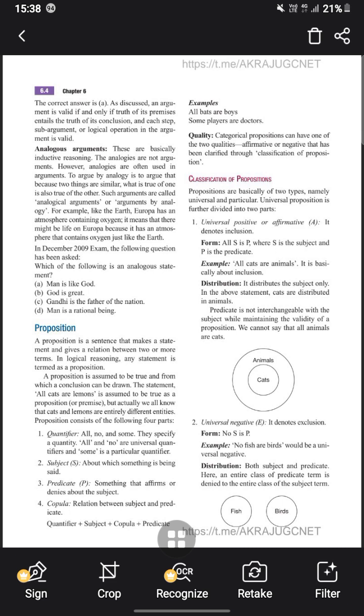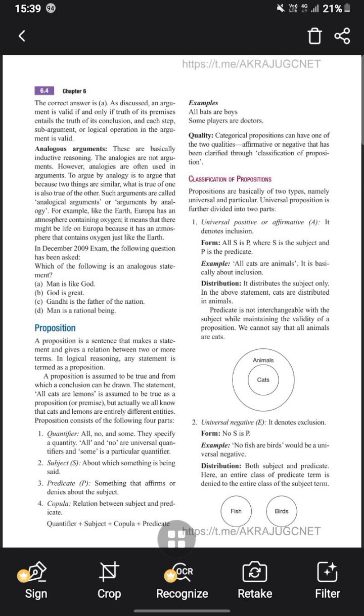So classification of proposition: universal positive or affirmative. It denotes the inclusion. All S is P, where S is subject and P is predicate. All cats are animals. It is basically about the inclusion. Okay, distribution. It distributes the subject only. In the above statement, cats are distributed in animals. Predicate is not interchangeable with the subject while maintaining the validity of a proposition. We cannot say that all animals are cats.